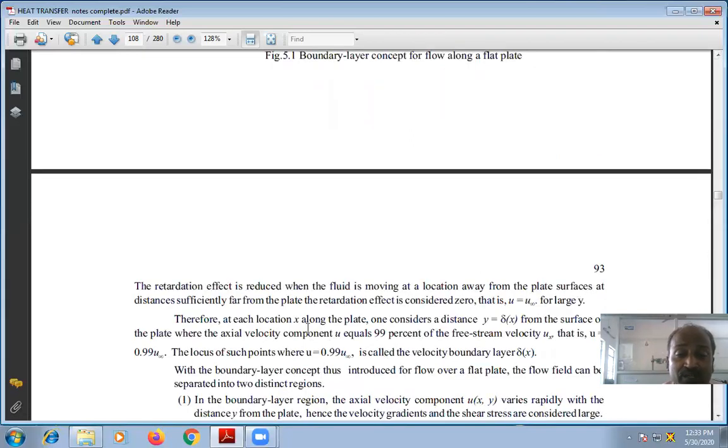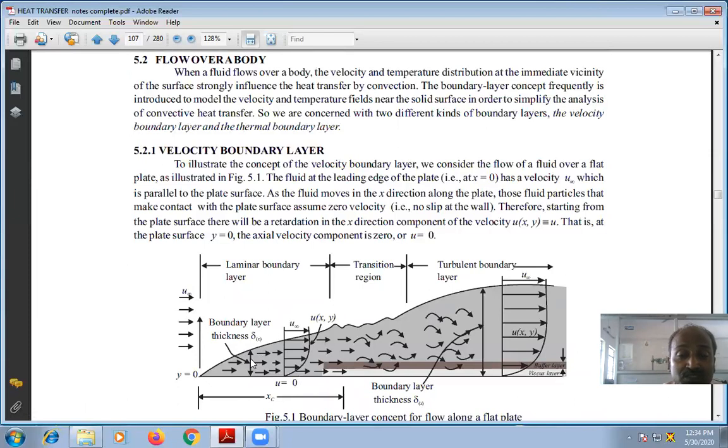Therefore, at each location x along the plate, one considers a distance y equal to delta x from the surface of the plate, where the axial velocity component u is equal to 99% of the free stream velocity, that is, u equal to 0.99 u infinity. The locus of all such points where u equals 0.99 u infinity is called the velocity boundary layer. You can see the locus here, and at a particular point the velocity is 0.99, increasing from laminar to transition to turbulent.